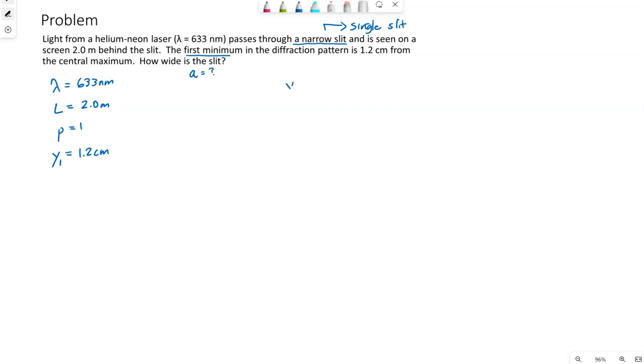That is A. So if we go to the single slit equation that relates Y and wavelength and L and A together, it's this Y sub P equation. P is a multiplier. It's using P instead of M since P has to start at 1 and M started at 0. Since we're talking about the first minimum, we want P to be 1.